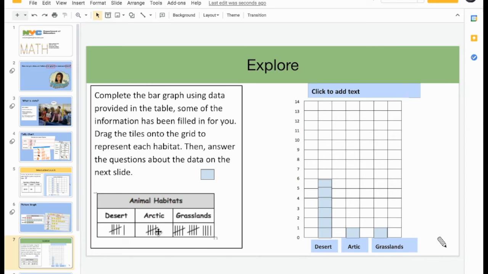The next category is Arctic. This one has 5, so we're going to drag 5 tiles on top of Arctic. All right, so now I have created a bar of 5 square tiles above the Arctic. 1, 2, 3, 4, 5. And now we have to drag 14 square tiles above grassland. Now I have 14 tiles above grasslands. And wow, I can already see grasslands is where the most animals live.